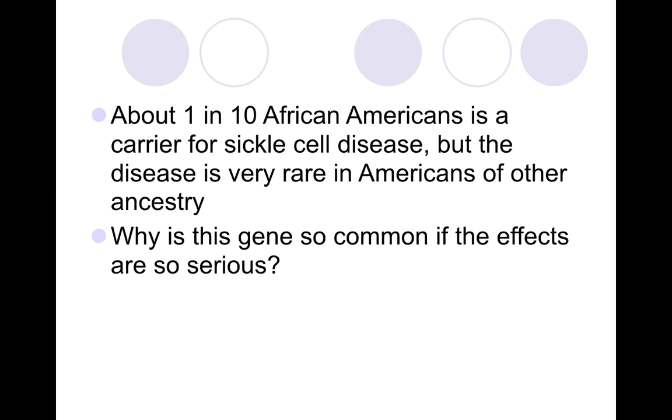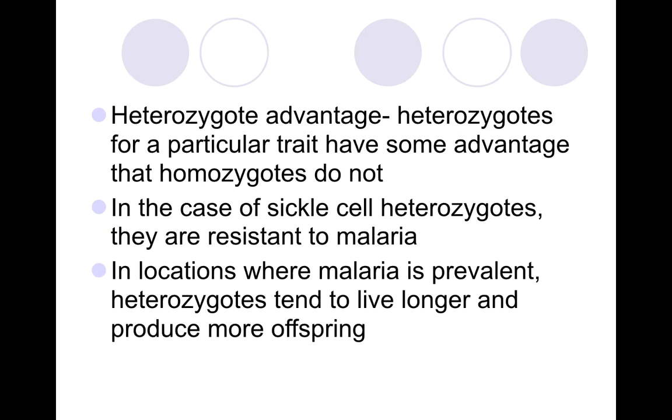Sickle cell is interesting in that about 1 in 10 African Americans carries the sickle cell trait, but the disease is very rare in Americans of other ancestries. You want to know why the gene is so common if the effects are so serious. The reason is what we call heterozygous advantage. That means those who are heterozygous for a particular trait have some advantage over those who are homozygous.